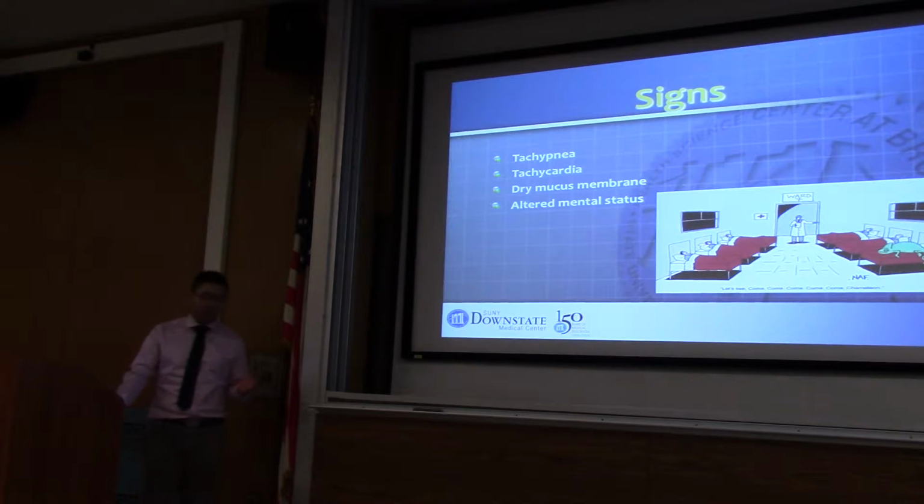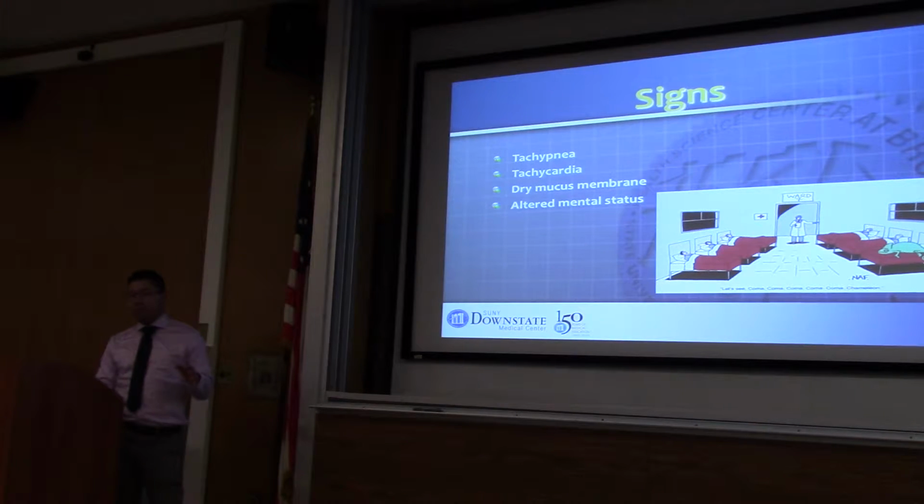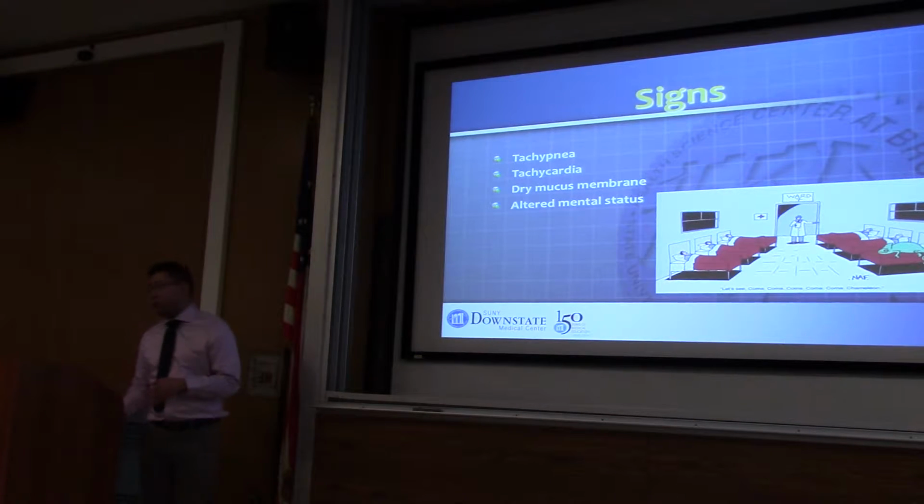For example, patients with mild or moderate DKA can be pretty alert, but then slowly move on to drowsy. And when they're in severe DKA, they can present in comas.